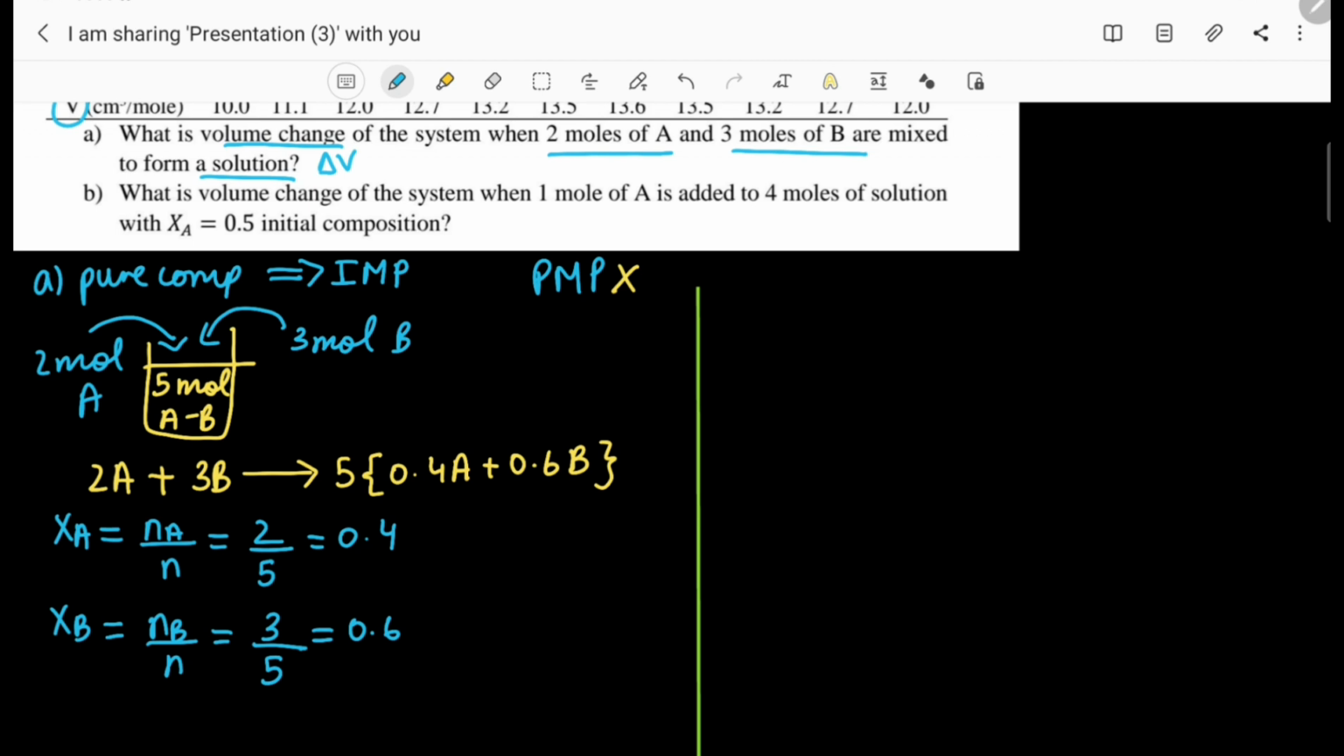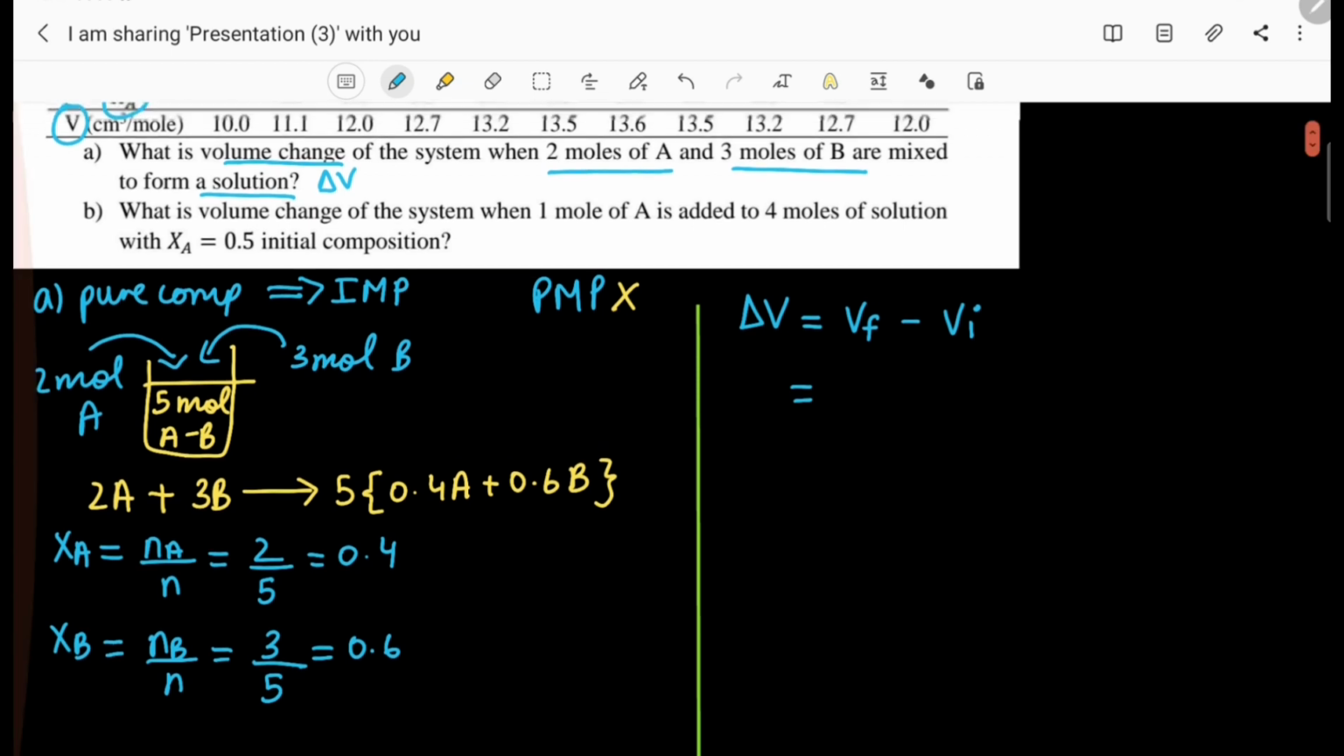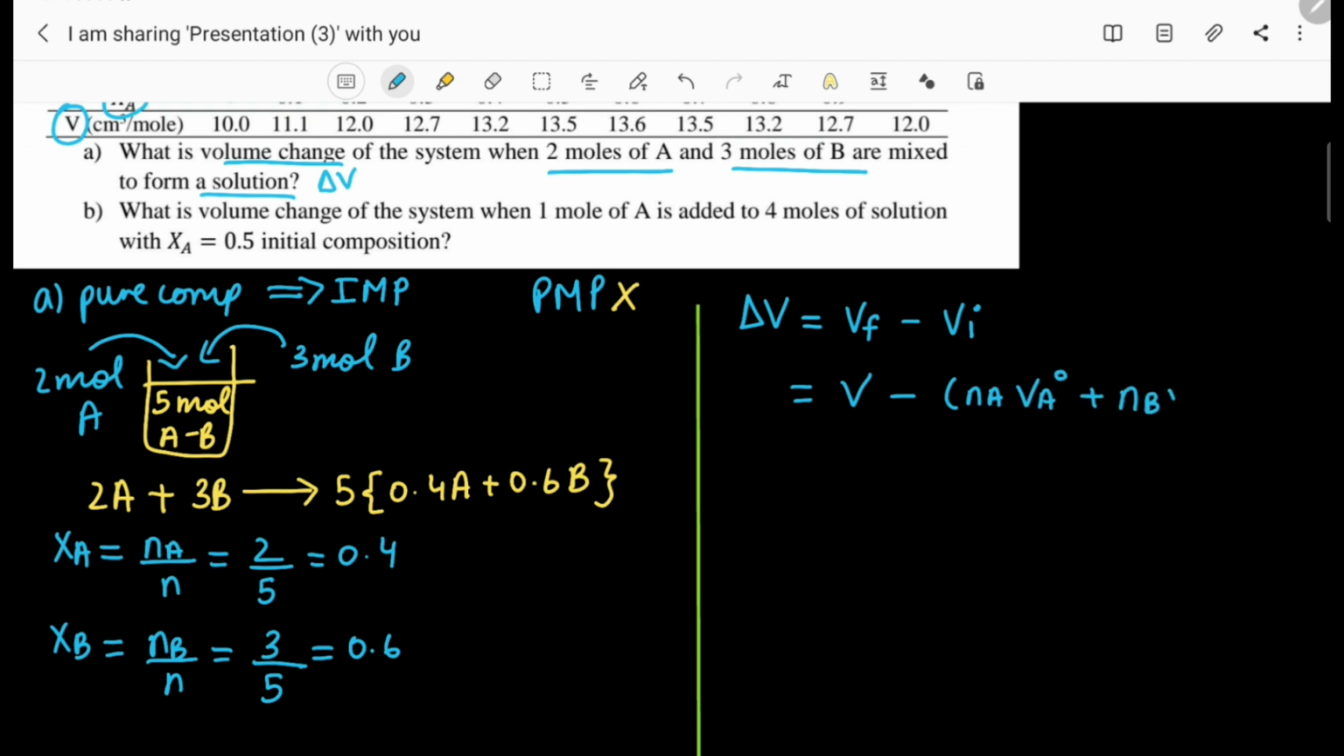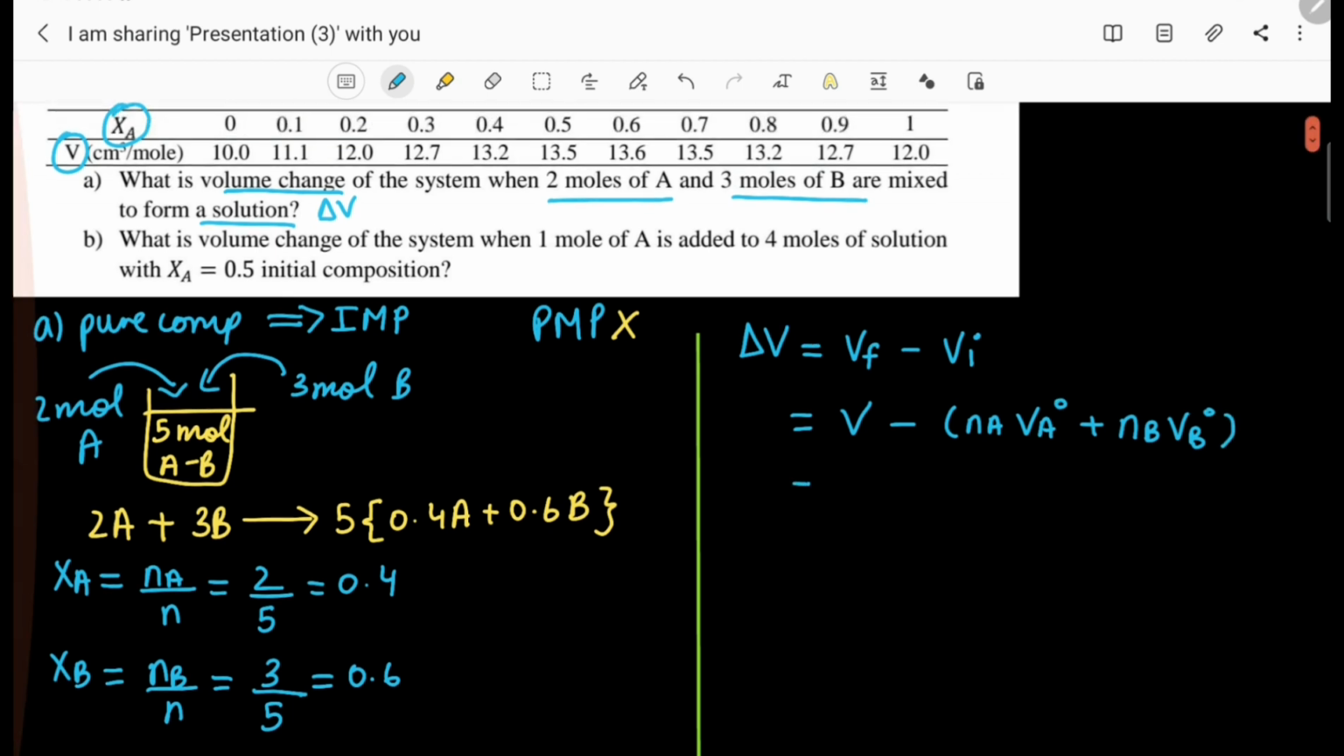Now, the question asks us to find delta V, which is the volume change. Volume change is nothing but the final volume minus the initial volume, just like any other change. The final volume is the integral molar volume of the final solution, so that's going to be just V. Minus the initial volume, which is nothing but the sum of the pure components' volumes. So that's going to be NA multiplied by VA naught plus NB VB naught. So now we have to find out VA naught and VB naught.